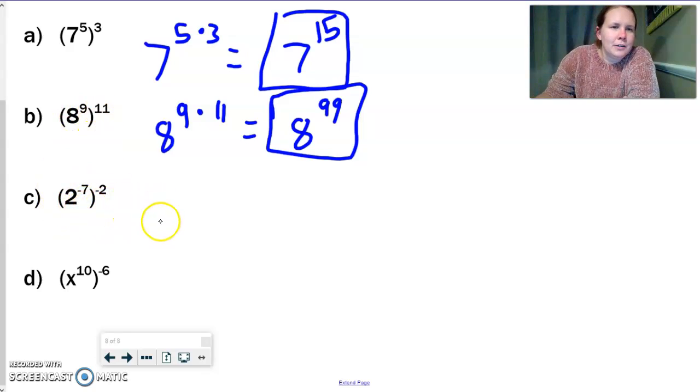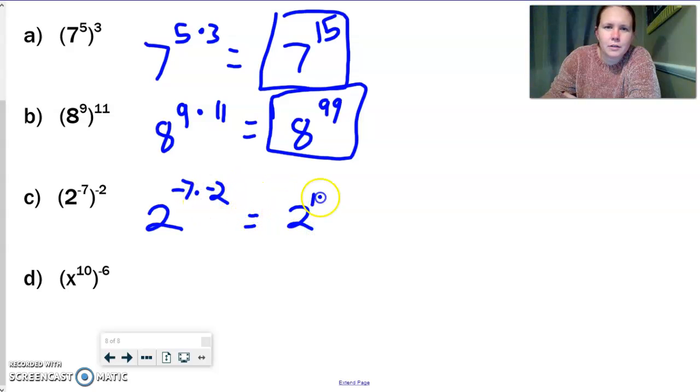All right, last two. My base is 2. I've got two powers that are negative. So I have to do -7 times -2. Remember, a negative times a negative makes a positive. So -7 times -2 gives me a positive 14. So I'd have 2 to the 14th.